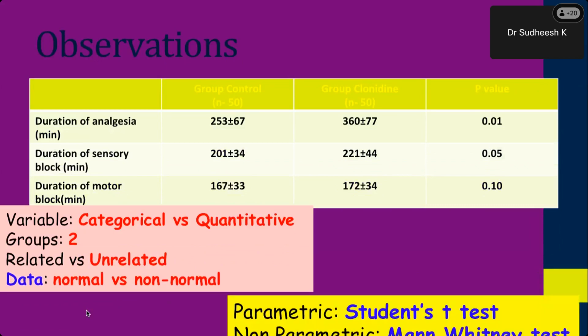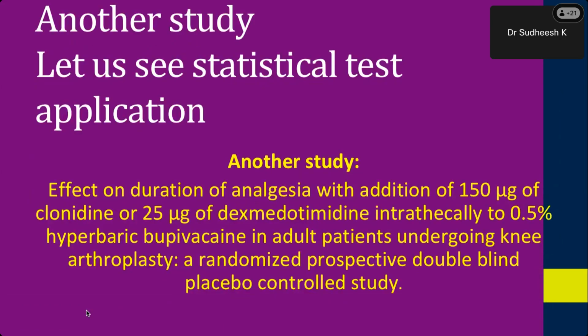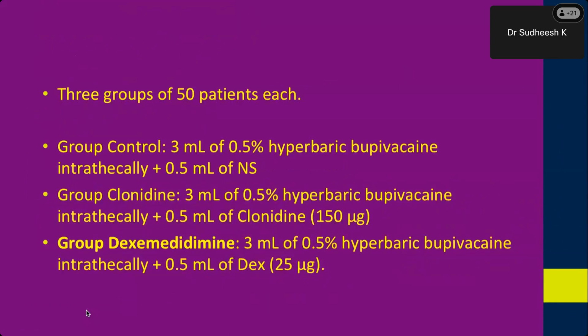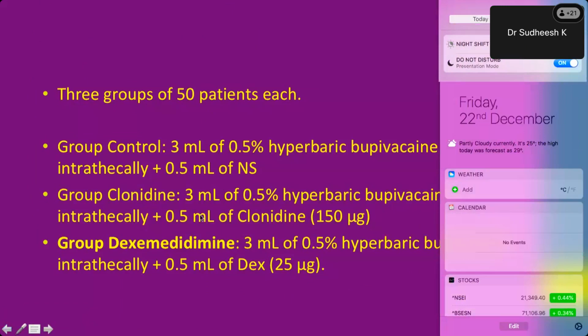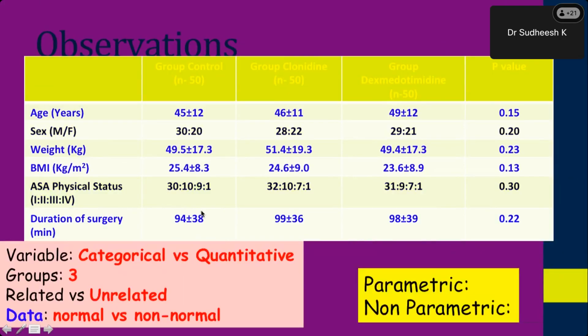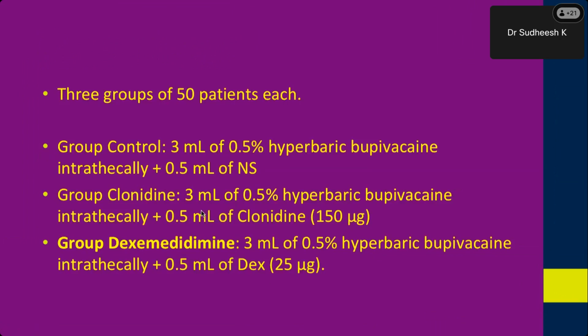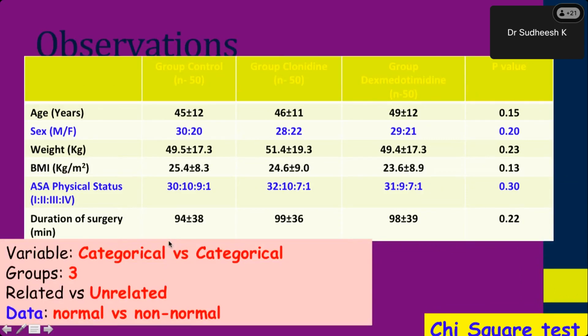Now we'll move on to one more example. Here, the effect on duration of analgesia with addition of clonidine 150 mics or dexmedetomidine 25 mics intrathecally to hyperbaric bupivacaine, for TKR. This is a prospective randomized double-blind study. Again, as I told, there are three groups. Group A is the control group which receives only bupivacaine, group B receives clonidine, and group C receives dexmedetomidine. So there are three groups. Okay, so this is the table of these three groups.